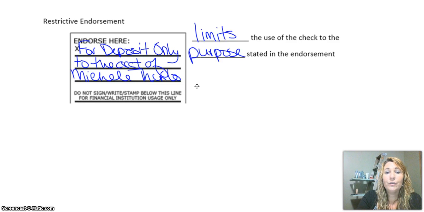So the restrictive endorsement, if I am filling out my deposit slip and signing the backs of my check while I'm at home before I ever get to the bank, this is the kind of endorsement I'm going to do, in case I would lose my envelope with my deposit in it before I get there. Then nobody else can do anything but deposit that check into my account.